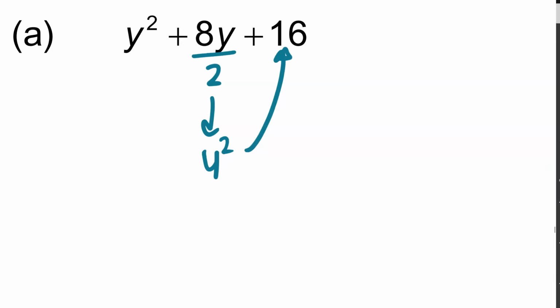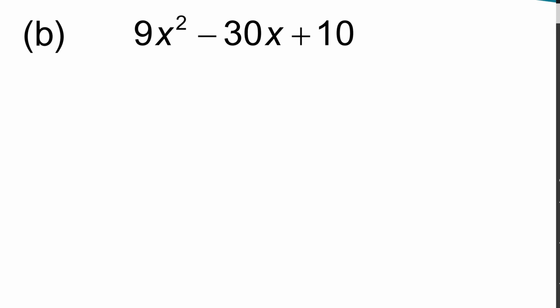No, this is prime, because it's not like... so this would be x plus 4 times x plus 4, instead of being... Alright, this one. I have a coefficient other than 1, so I move it over. And it's equal to 0. So I have a coefficient other than 1.